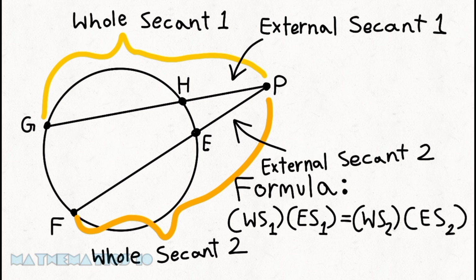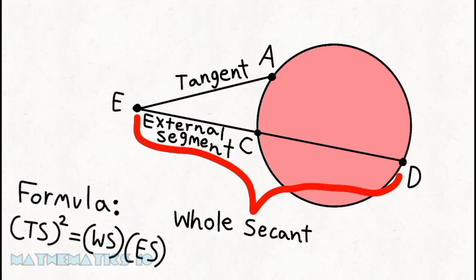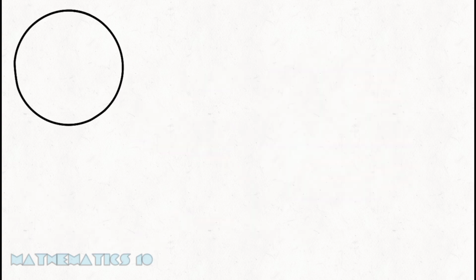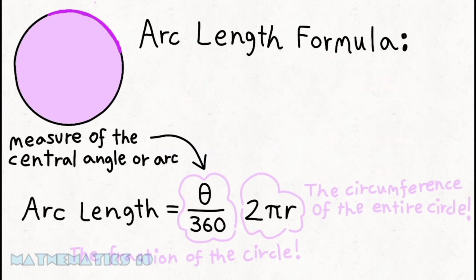If 2 secant segments are drawn to a circle from an exterior point, then the product of the lengths of one secant segment and its external secant segment is equal to the product of the lengths of the other secant segment and its external secant segment. If a tangent segment and a secant segment are drawn to a circle from an exterior point, then the square of the length of the tangent segment is equal to the product of the lengths of the secant segment and its external secant segment.